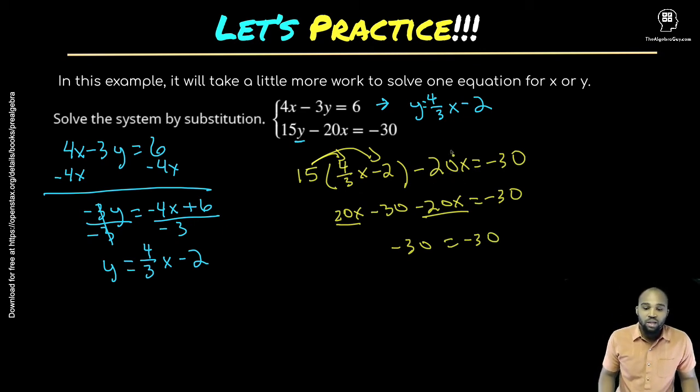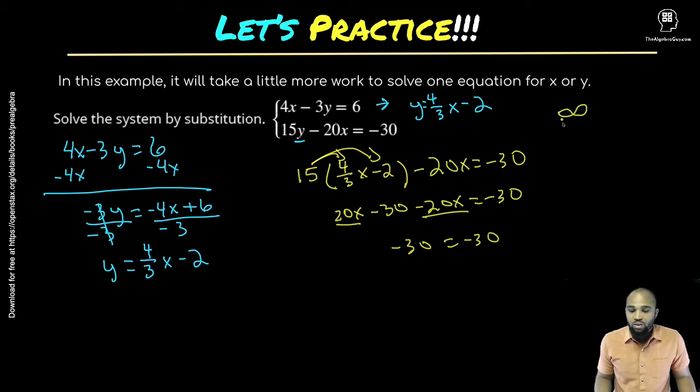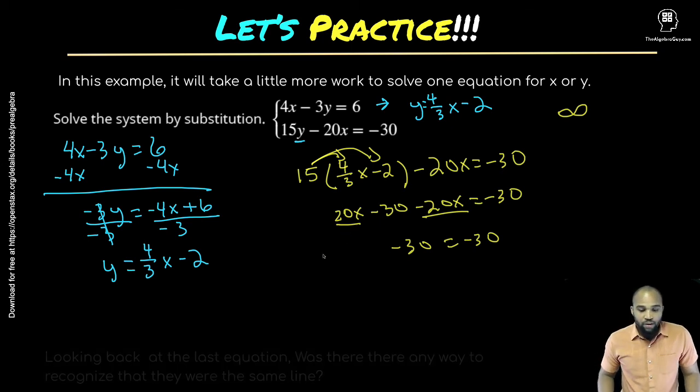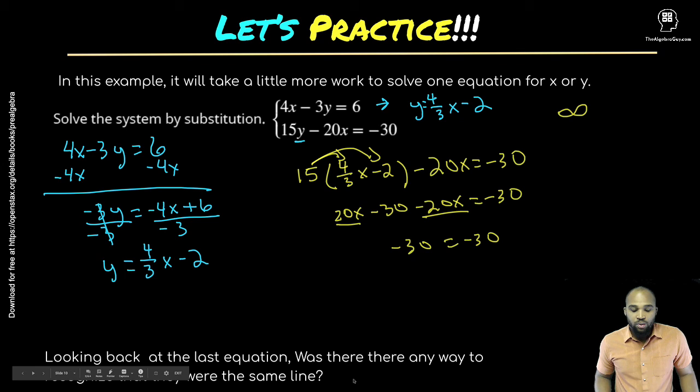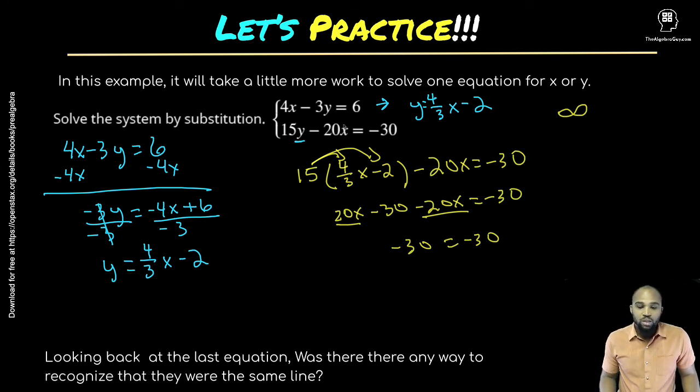What's happening is that these two are exactly the same equation. So this is one of the instances where the solution is infinite. You have an infinite number of solutions because these two equations are exactly the same. Matter of fact, I asked that question here. Looking back at this last question, was there any way we could have recognized that these were the same lines?